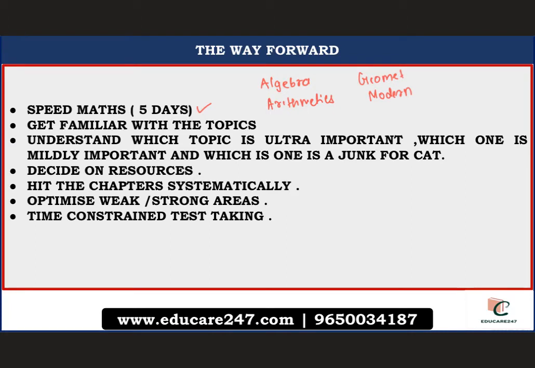Third point, understand which topic is ultra important, which one is mildly important, and which one is junk for CAT. This will help you set the right timetable. I've often seen people make a very common mistake of starting with number systems, which they shouldn't. Nowadays in CAT, the number of questions coming from it is almost absent, like the dinosaur age. You should not waste 5 to 6 days of preparation, and some might even waste a month, on number systems. You should be aware of such things before even starting your preparation.